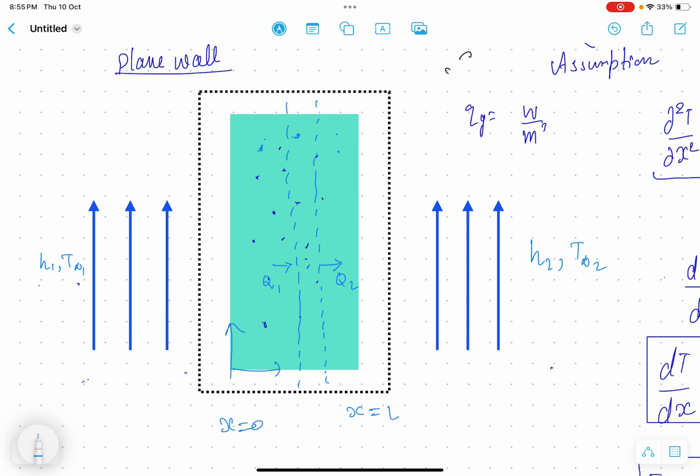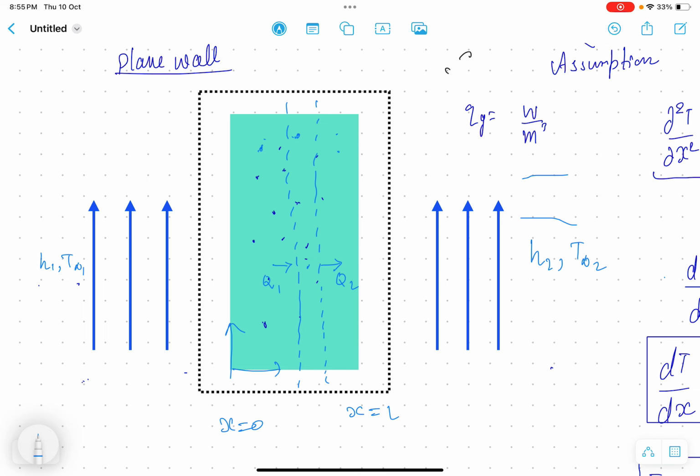Okay, so we will derive the temperature distribution for the case of plane wall, then for solid cylinder, and then solid sphere. That will be the flow of lectures for the case of heat transfer when there is generation of thermal energy. So what are the assumptions?